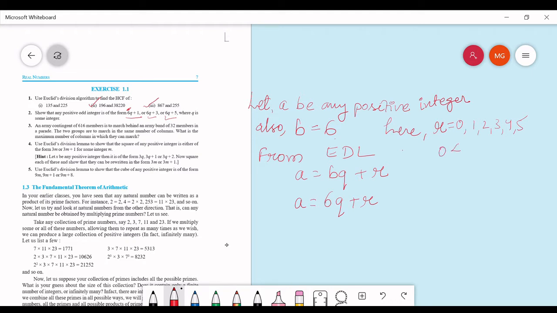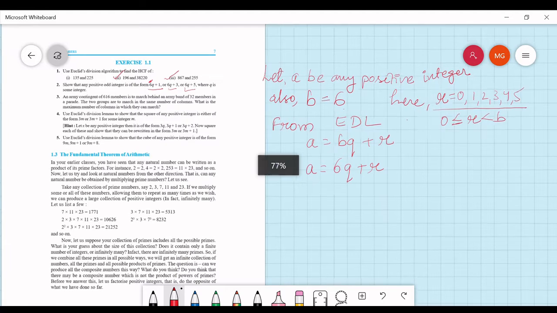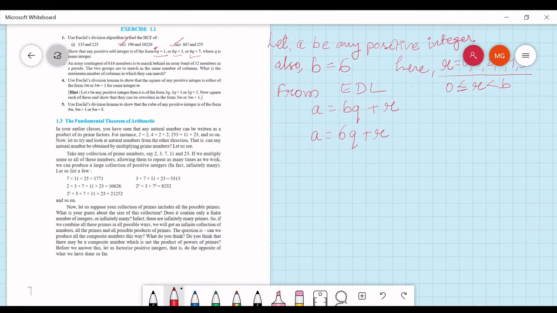0, your value of r lies in between this, right? And your b is equals to 6. So r will be either 0, 1, 2, 3, 4, 5. This can be the value of r. Now we will start substituting this.